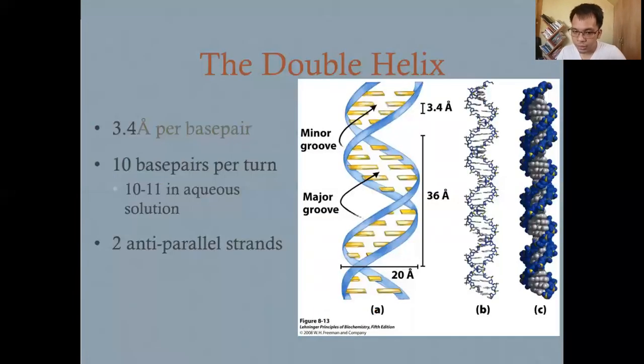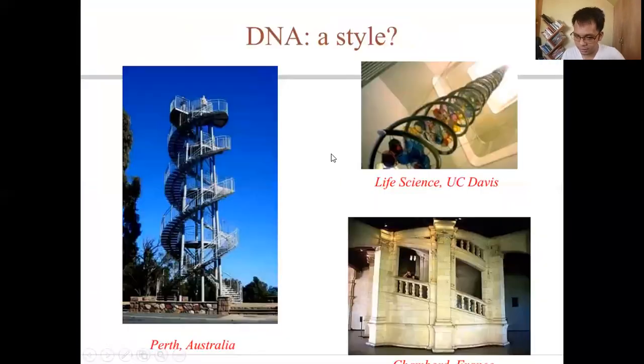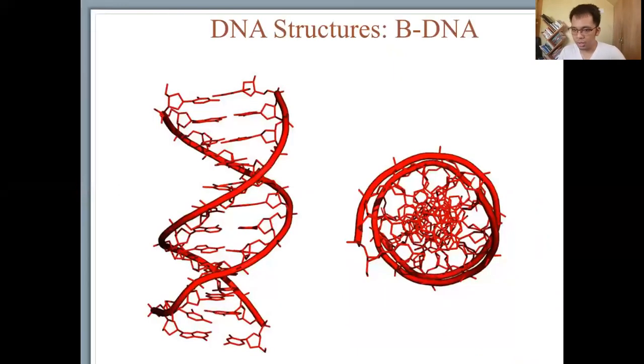Okay? So ayan, 3.4 angstrom per base pair and 10 base pairs per turn, in aqueous solution, and 2 anti-parallel strands. So ayan, sinukat yan from the Lehninger, fifth edition. So that is 10 base pairs per turn. So these are the other DNA structures natin sa mga locations such as Perth, Australia, Life Science in UC Davis, and I think that's Cambridge. Siguro, yun nandun. Okay, some of the DNA structures.